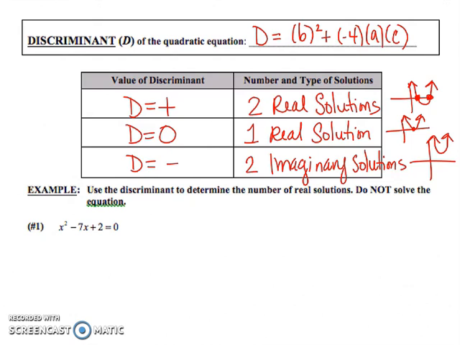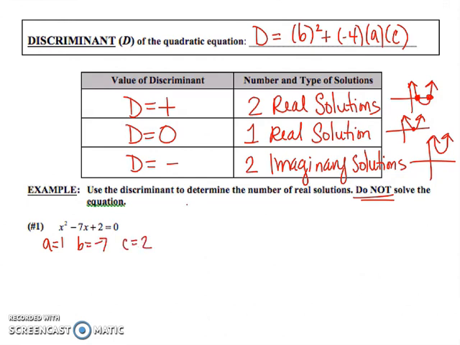So now let's use the discriminant to determine the number of real solutions of this equation. We're not going to solve, okay? We're just going to practice working with the discriminant. Our equation is already set equal to 0, so we're ready to identify a, b, and c. Our a is 1, our b is negative 7, and our c is positive 2.